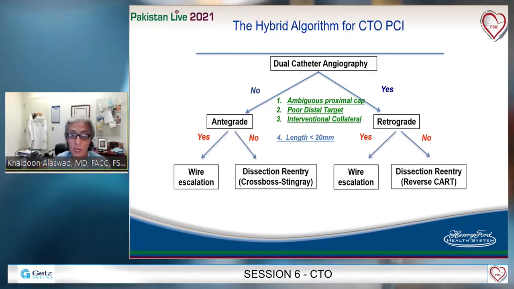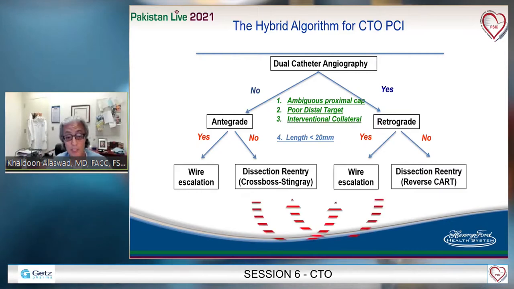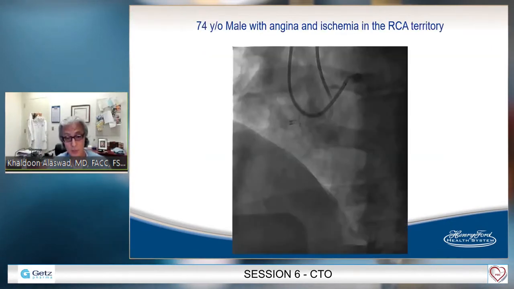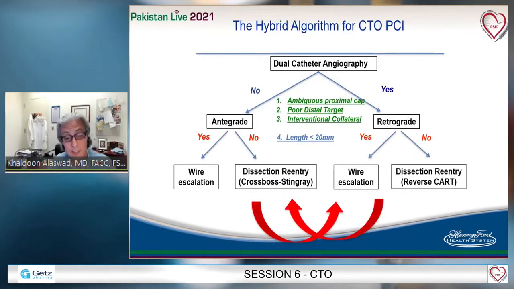The length of the occlusion will be a very good indicator of whether you're going to need to dissect or not dissect. Even those of us who think they went true to true, most of the time the wire has some course in the subintimal space. Most importantly, with these arrows here, you have to change the strategy. You cannot get stuck in one strategy.